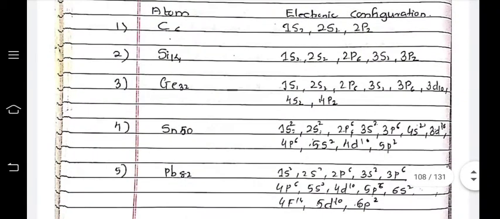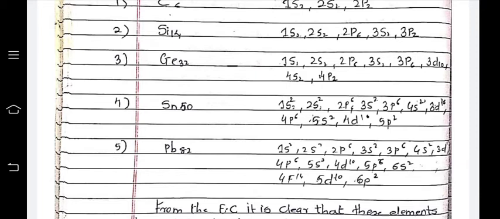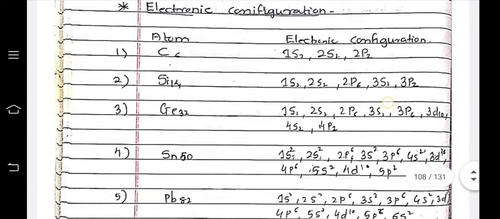In all the above electronic configurations, one thing is common: in carbon it is 2p2, in silicon 3p2, germanium 4p2, tin 5p2, and lead 6p2. So the valence electronic configurations have 2 electrons in the p orbitals, and for the formation of bonds there are 2 electrons from the p orbitals and 2 electrons from the s orbitals, that means 4 electrons available for bonding. The remaining part we will discuss in the next lecture. Thank you.